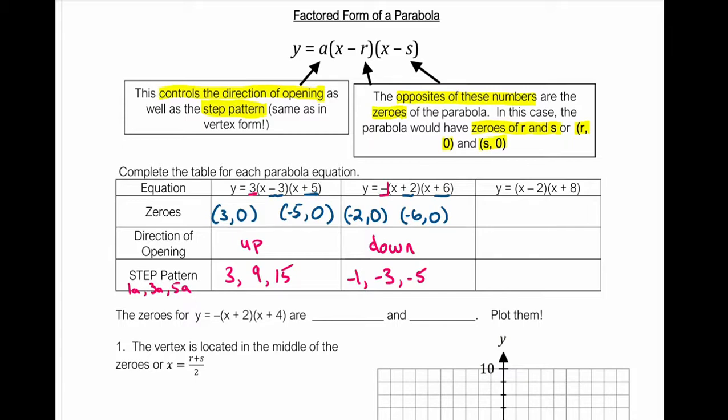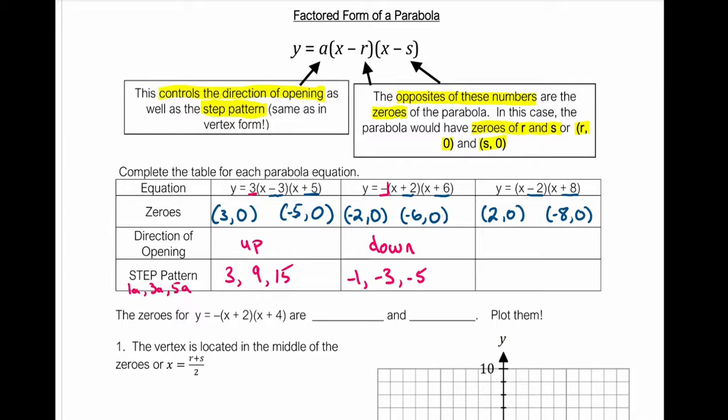For the last one, same thing, right? Look inside the bracket for the zeros. So negative 2, 0. Oh, sorry, not negative 2. I caught myself in the common mistake. Because we see a negative, it's actually positive. So 2, 0 and negative 8, 0 are my two x-intercepts.